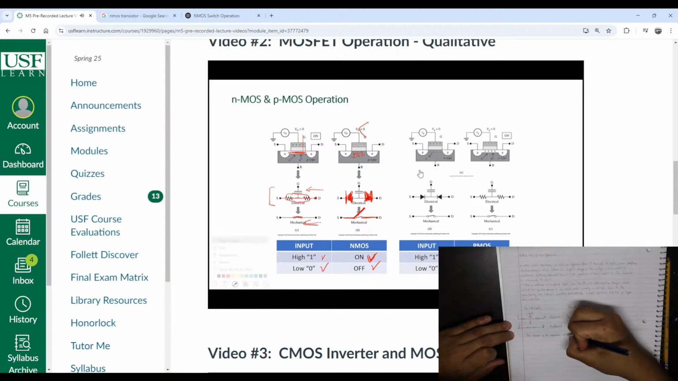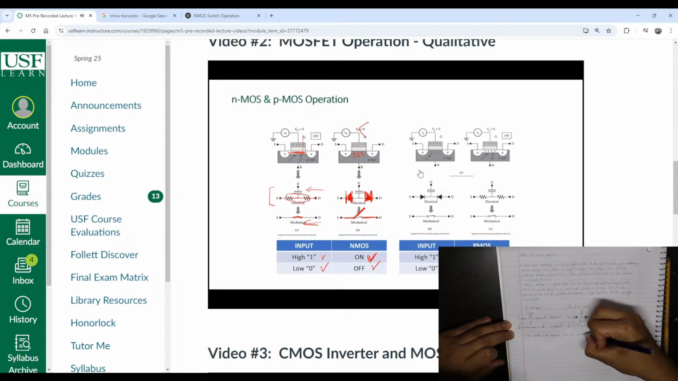Let me grab my pen. So if you look at what happens between the drain and the source, the diodes here are correct, right? We have a PN junction over here, and we have a PN junction over here.